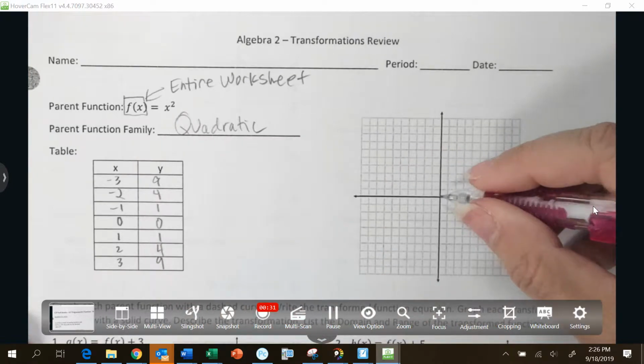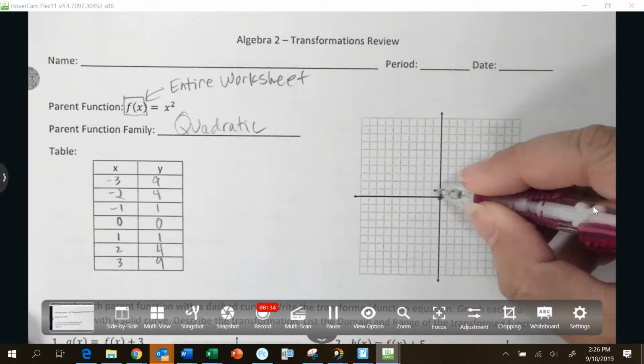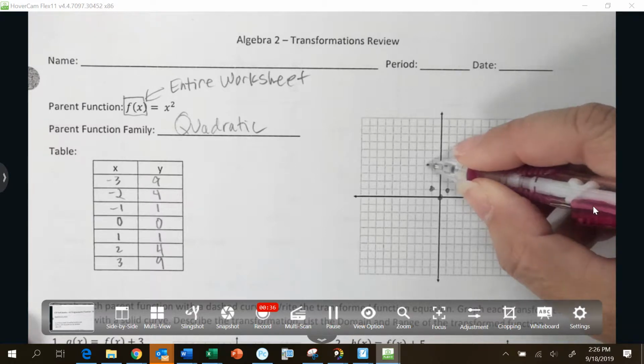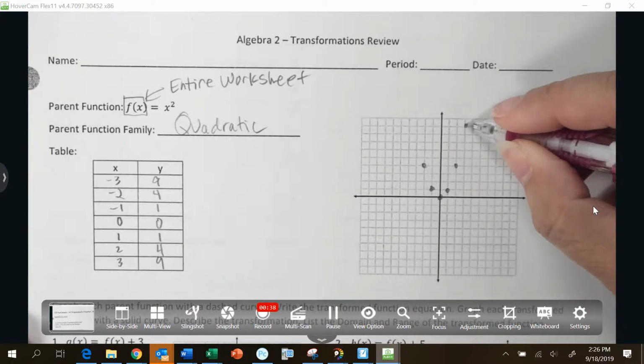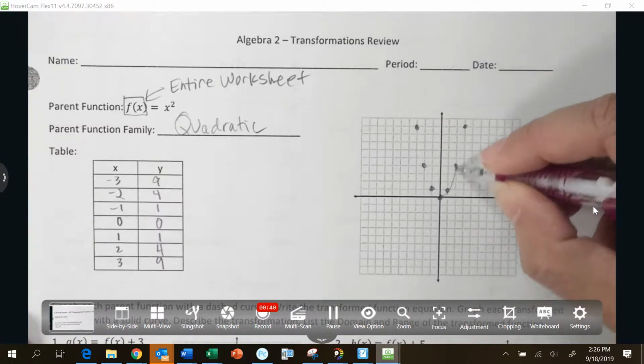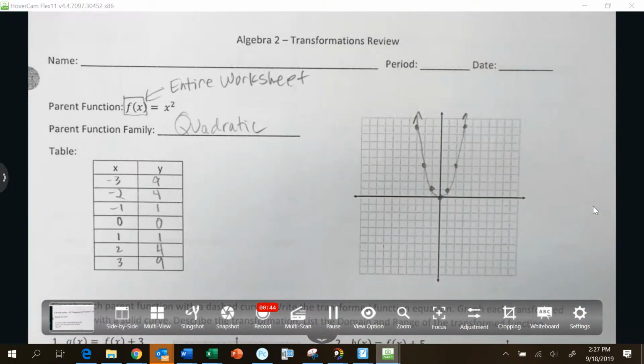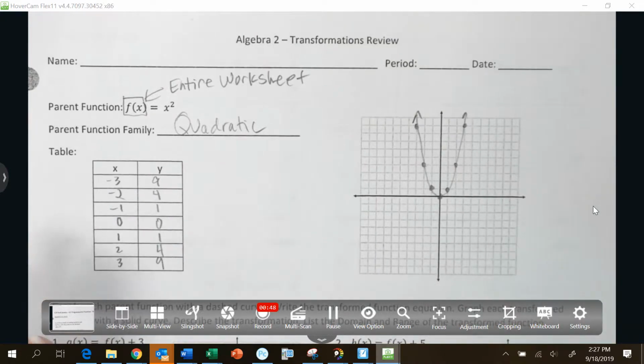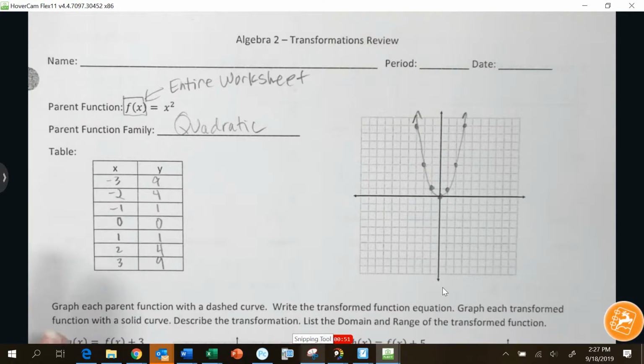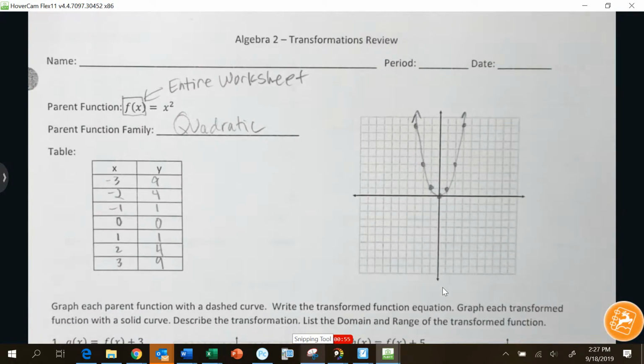And then we plot them. And we have our parent function, which we just took a test on. We should know this. From here, though, the next thing I need you to do is copy these 7 points on every single graph, which there's 22 of those graphs.